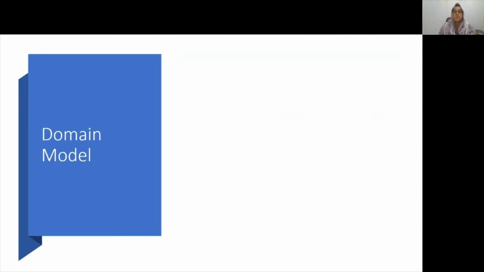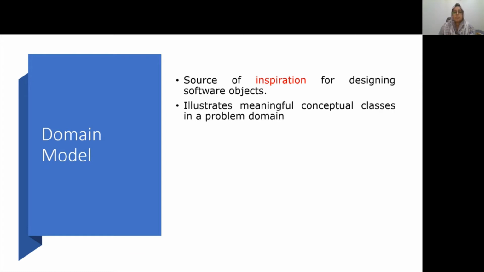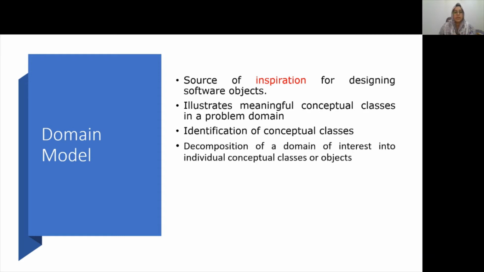Domain model. Let's see some key points of the domain model. A domain model is widely used as a source of inspiration for designing software objects and is also required as input to several subsequent artifacts of the software design. A domain model illustrates meaningful conceptual classes in a problem domain. It is the most important artifact to create during object-oriented analysis. The identification of the conceptual classes is also part of an investigation of the problem domain. UML notations in the form of a class diagram are used to illustrate the domain models.